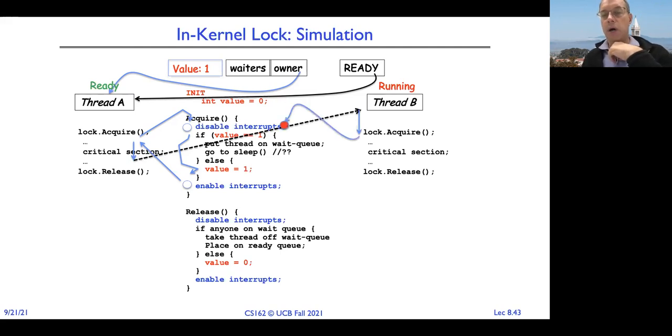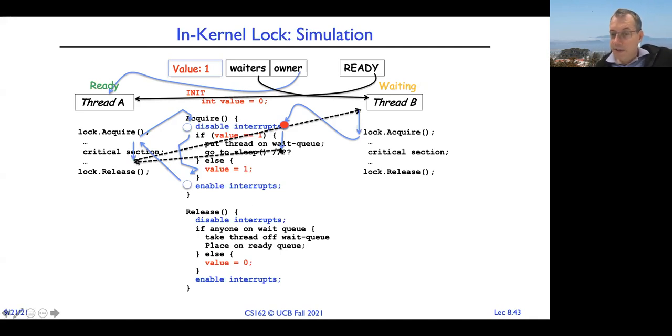You execute lock acquire. But now you look and what you can see is the value is 1 because the lock is acquired by thread A. B cannot acquire the lock. So you go to sleep, right? So the thread is going to be waiting. It's going to be on the wait queue. Okay.